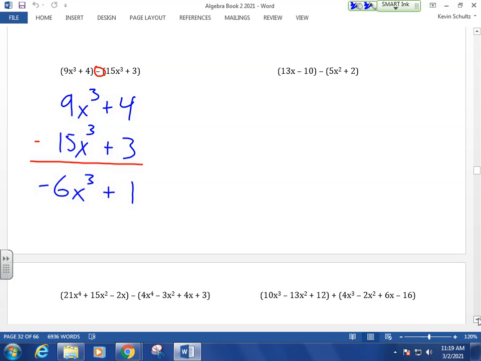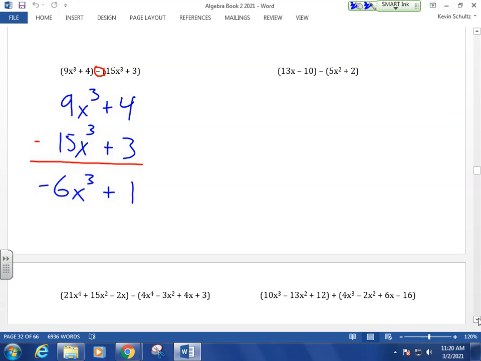Good? Number 4. 13x minus 10 minus 5x squared plus 2. So here's what I mean by missing terms, right? I've got an x term in my first expression, but not my second one. I've got an x squared term in the second one, but not my first one.